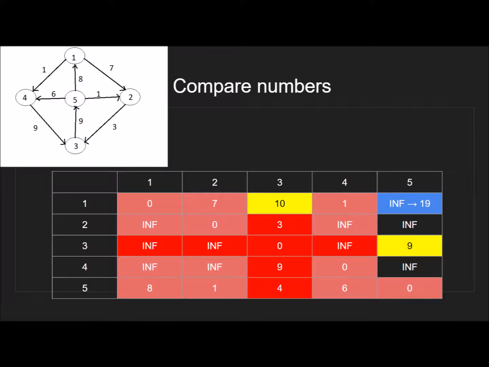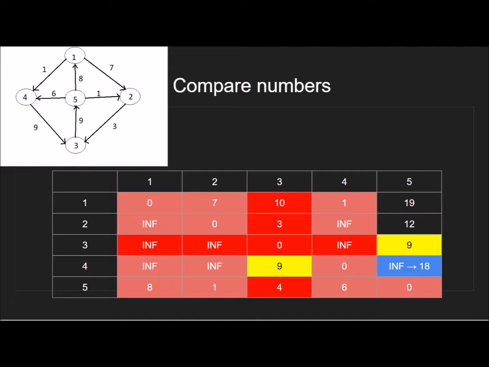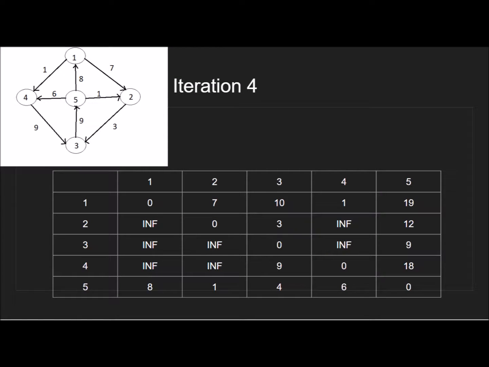Compare INF to 9 and 10. Because this adds up to 19 and is less than infinity, it will now take the spot. Compare the second INF to 9 plus 3. Because 12 is lesser than infinity, it will now take over the spot. Last, we compare infinity with 9 plus 9. 18 is lesser than infinity, so it will now take over the spot. With those sorted, we now have our updated numbers chart.